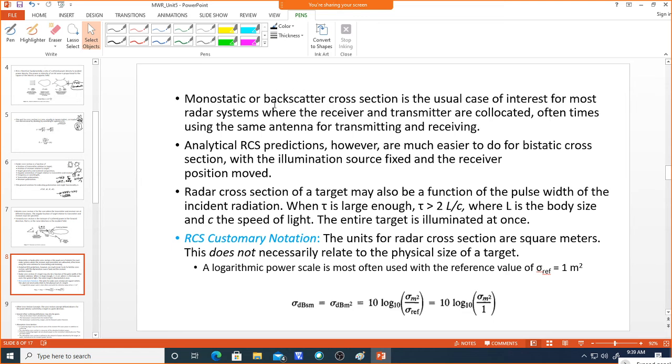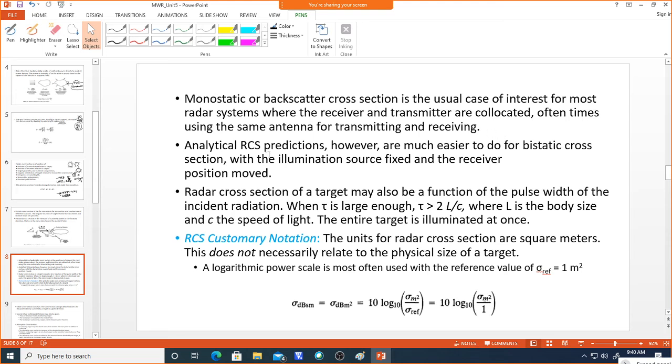Backscatter cross section is important because we use the transmitter and receiver, the same antenna, for finding the cross section. Because of the same antenna, with the help of the circulator or duplexer which we discussed, the backscatter cross section is of great interest because of the usage of a single antenna.